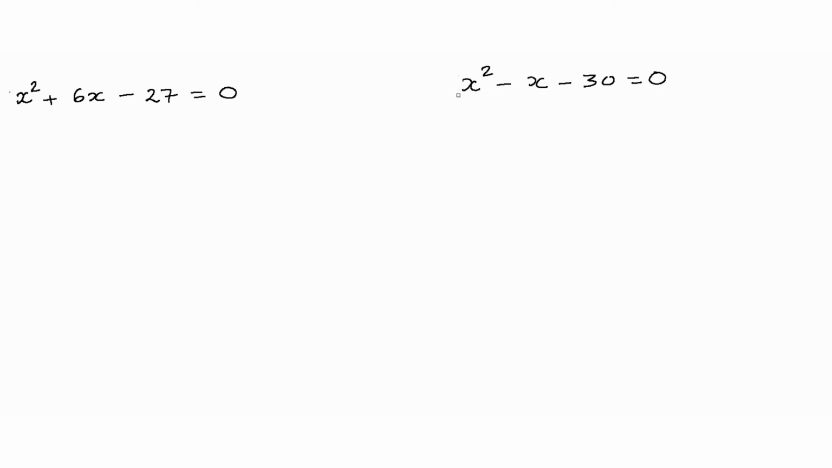Actually, the coefficient of x square should be a perfect square. But generally, because 1 is an easier number to deal with, that is why I said that you should have the coefficient of x square as 1.